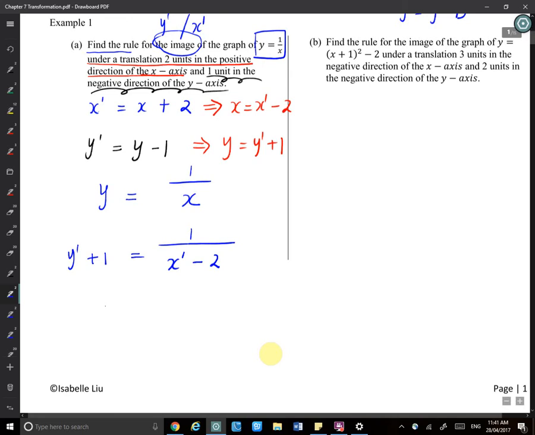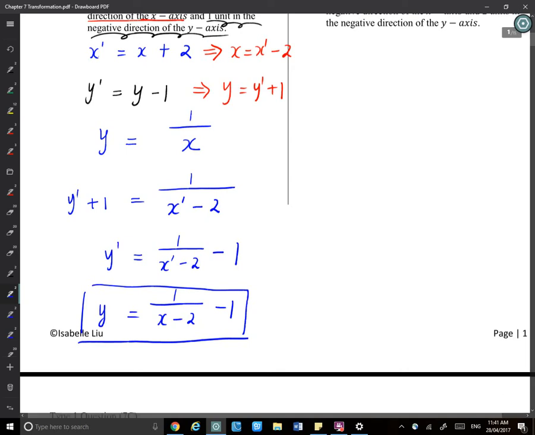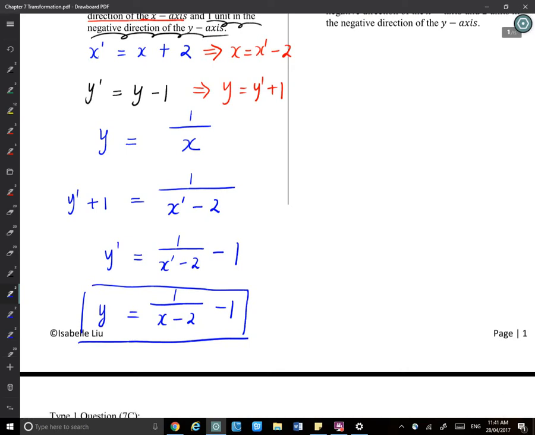Then y dash equals what? y dash equals that, subtract 1 to make y dash the subject. I can take off the dash, because with the dash or without the dash, it doesn't make any difference now, because I just want to find the equation. And that will be my final equation. I just take off the dash. The equation is already in y dash and x dash. I know that's the thing I want, and then I can take off the x dash and y dash.